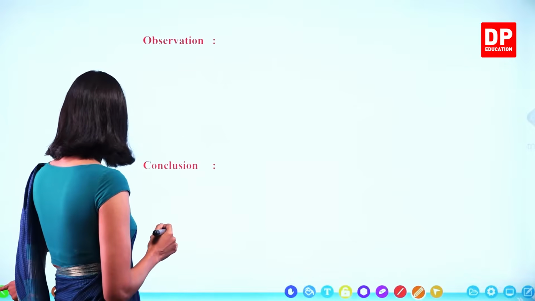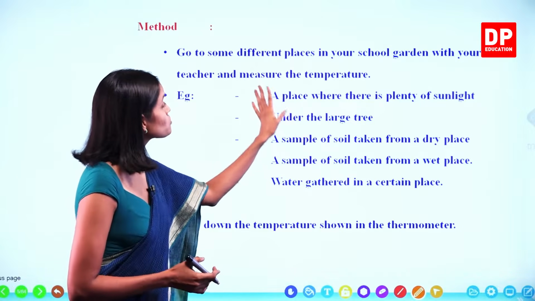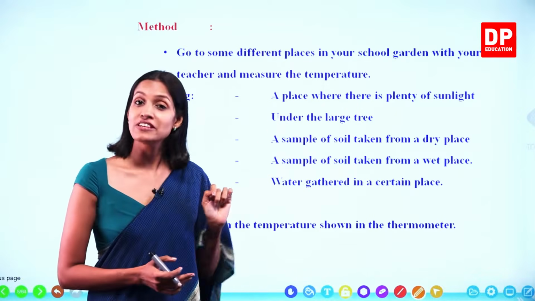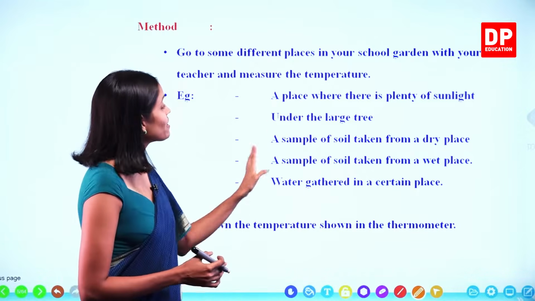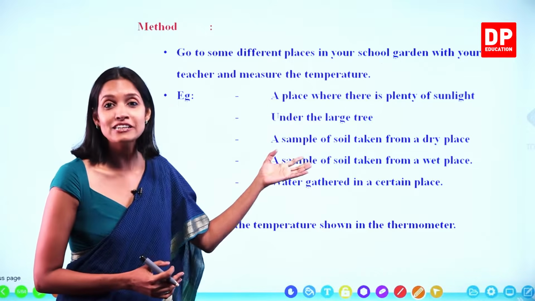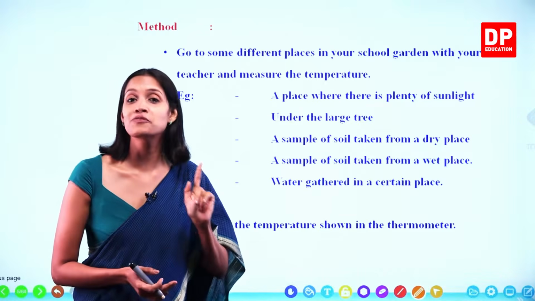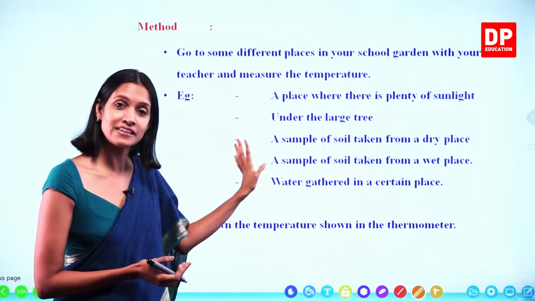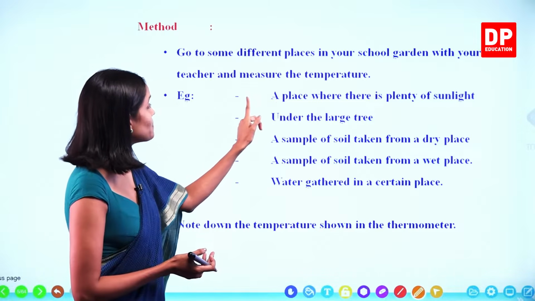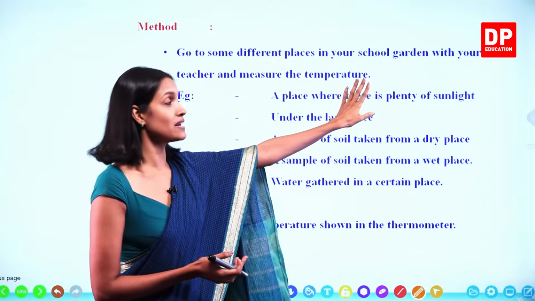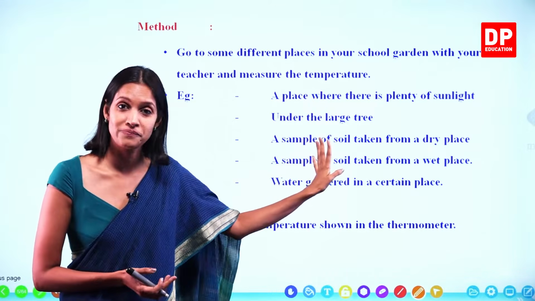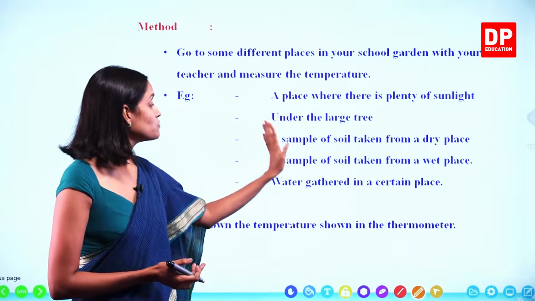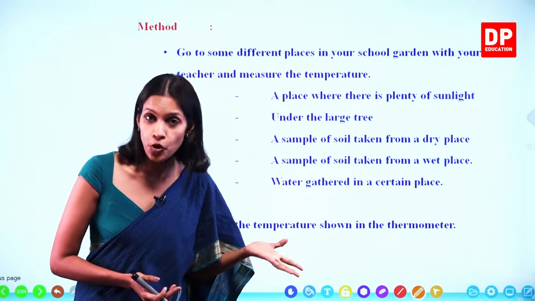Do you remember what we did? You all are supposed to go to these places and measure the temperature of these different places. But when I was doing the activity, I collected 2 soil samples and 1 water sample. Do you remember from which places I collected the soil samples? A place where there is plenty of sunlight and under a large tree. And the third one was the water sample collected from a pond.